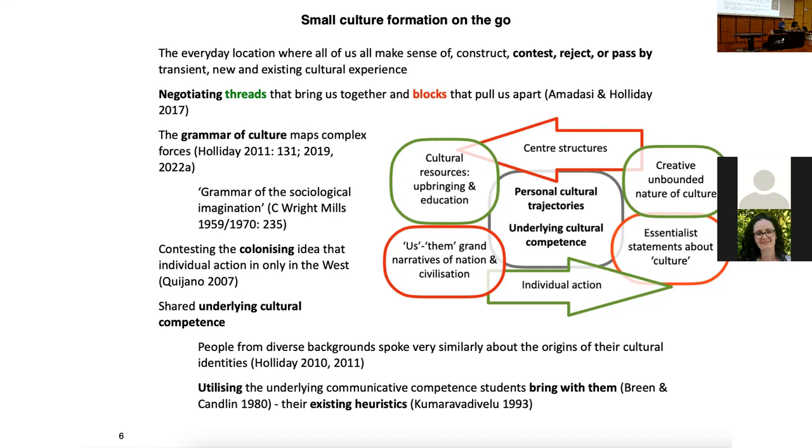So, and the word grammar actually comes from C. Wright Mills, who talks about the way that sociologists work out the framework of what they're looking at. So it doesn't come from linguistics. I read it when I was an undergraduate and it stuck with me, obviously. So right in the middle, we've got personal cultural trajectories.